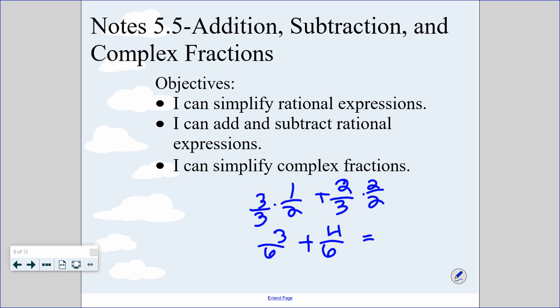Now, how do I add them? Add the top, so 3 plus 4, and then over 6. I do not add the denominator. The denominator stays the same. Okay, so that's how we add and subtract fractions with just numbers. Now we're going to do that with variables, with rational expressions.